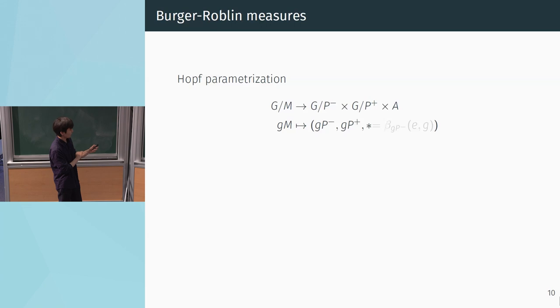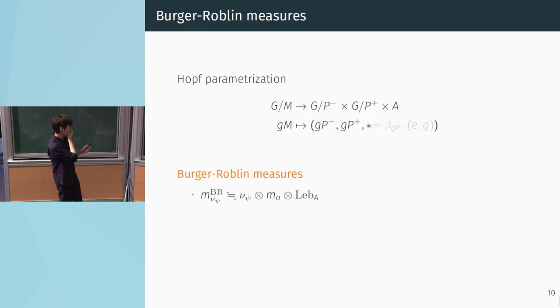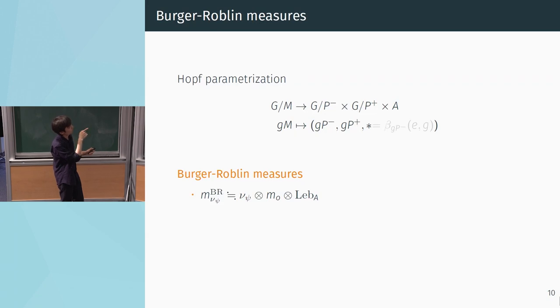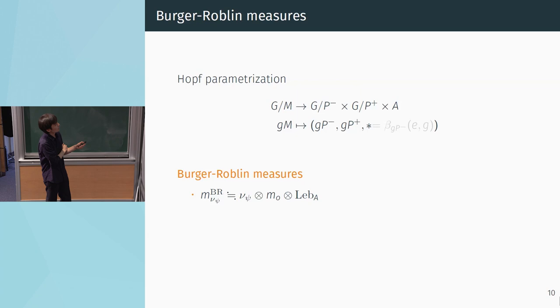So I explained it briefly on the board, but you have this half parameterization G mod M going to these two times A, and you have some parameterization. With respect to this coordinate, you can define a generalized Burger-Roblin measure. In particular, when you put a conformal measure with respect to a linear form, and here this is another conformal measure, m sub o, I just wrote this for a K-invariant measure, so o is fixed by K. You put this, and then you put a Lebesgue measure. And the density, the exact correct density, is here on the right side of the board. If you put the correct density, then this defines a gamma invariant measure. And this is called the Burger-Roblin measure.